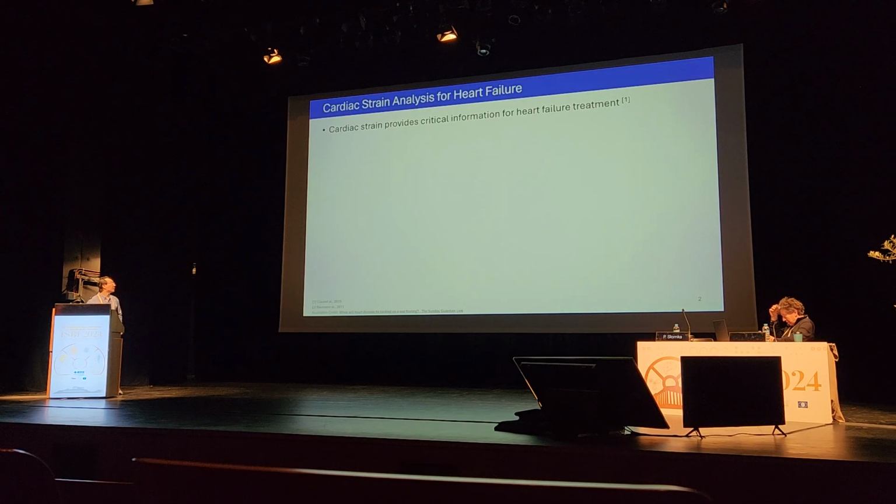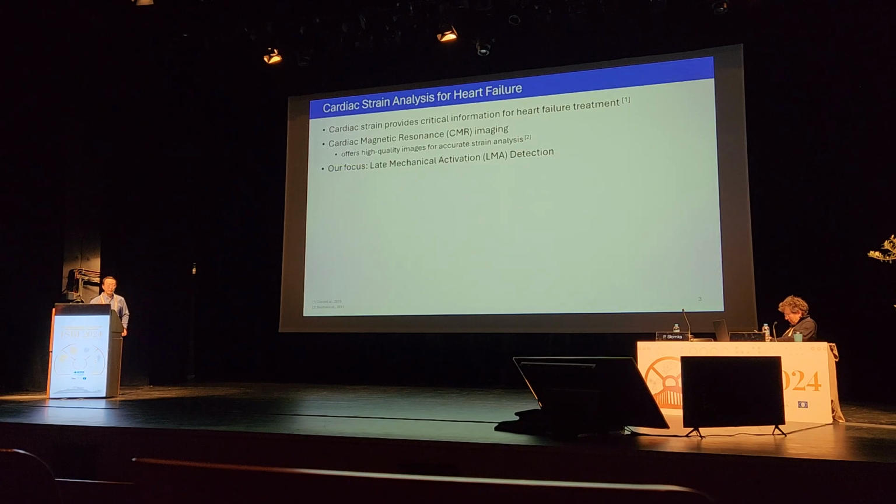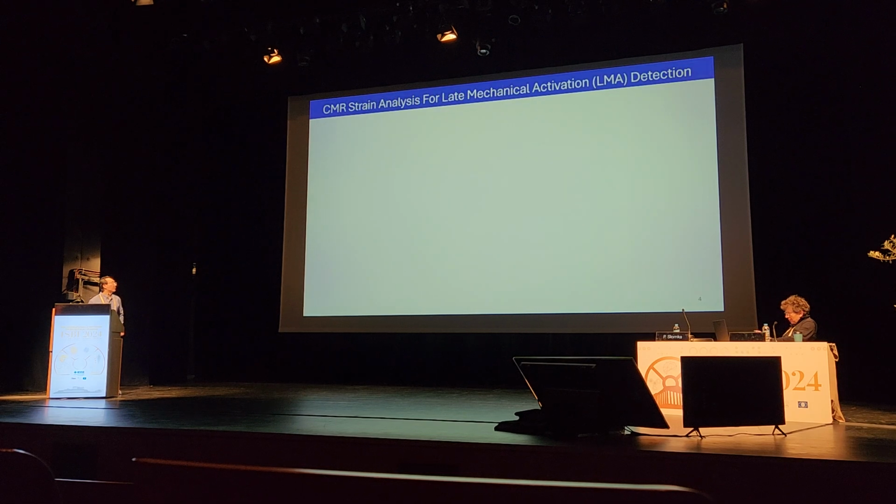So for some background, cardiac motion, or especially cardiac strain, has been proven to provide critical information for heart failure treatment. And cardiac magnetic resonance, or CMR, is widely used, as we saw in many case examples today, because it offers high quality images for accurate strain analysis. Here I have a visual pipeline of image collection, strain analysis, diagnosis, and finally treatment. In our research, we particularly focus on latent mechanical activation, or LMA detection. And what is LMA?